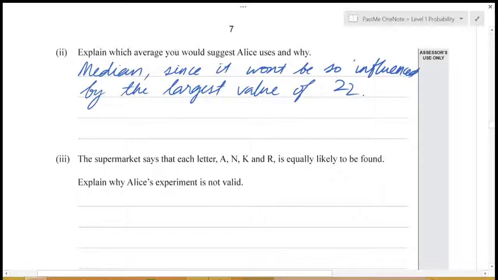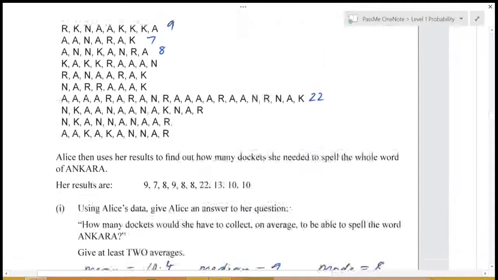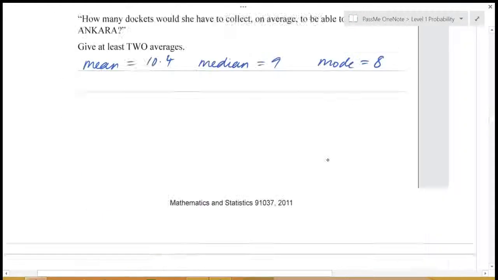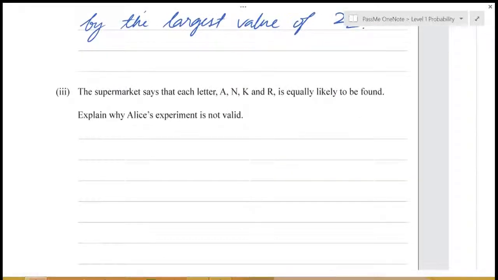Alright, the supermarket says that each letter A, N, K, R is equally likely to be found. Why is Alice's experiment not valid? Well, if we go back to Alice's experiment, she's put the 6 letters onto a dice, and then she's rolled the dice, and whatever letter is on top, she's imagined that's the letter that she's found. Now the problem with this is that because there's only 4 letters to occur, and she's put A on 3 of the 6 sides, then A is going to be way more likely to come up.